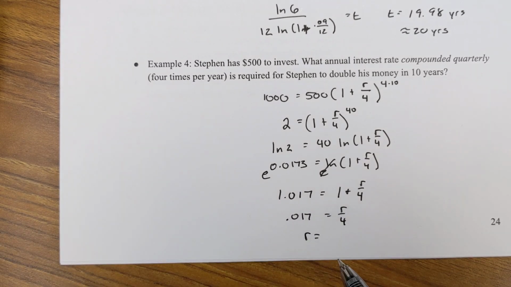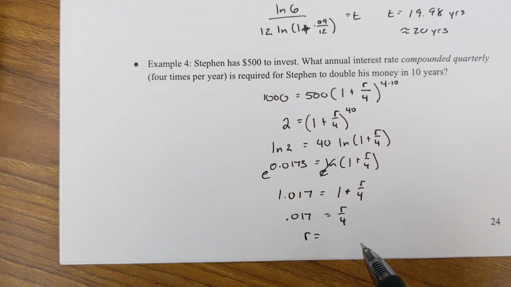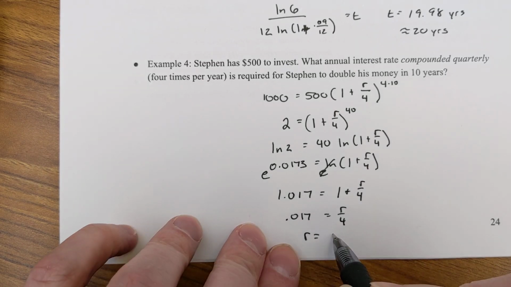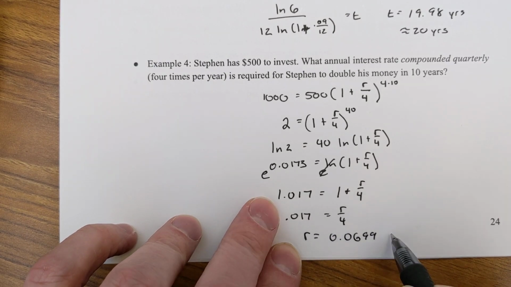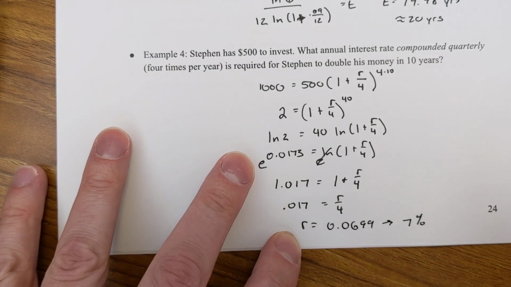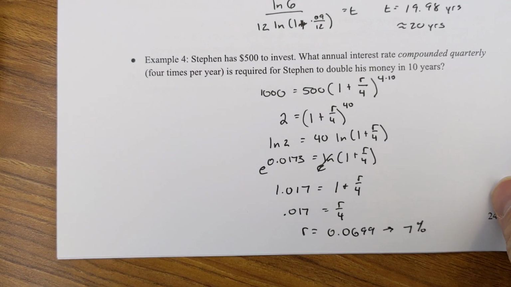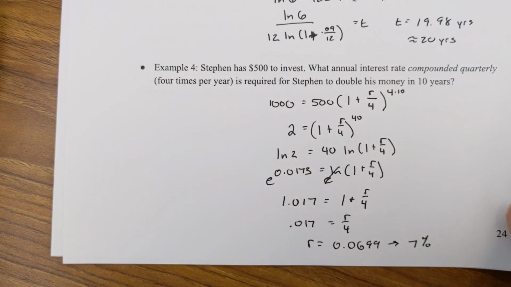Multiply everybody by 4. Oops, minus 1. Forgot to subtract 1 divided by 4. So r is 0.0699. So that would be about a 7% interest rate, if you wanted to double your money in 10 years, compounding quarterly.